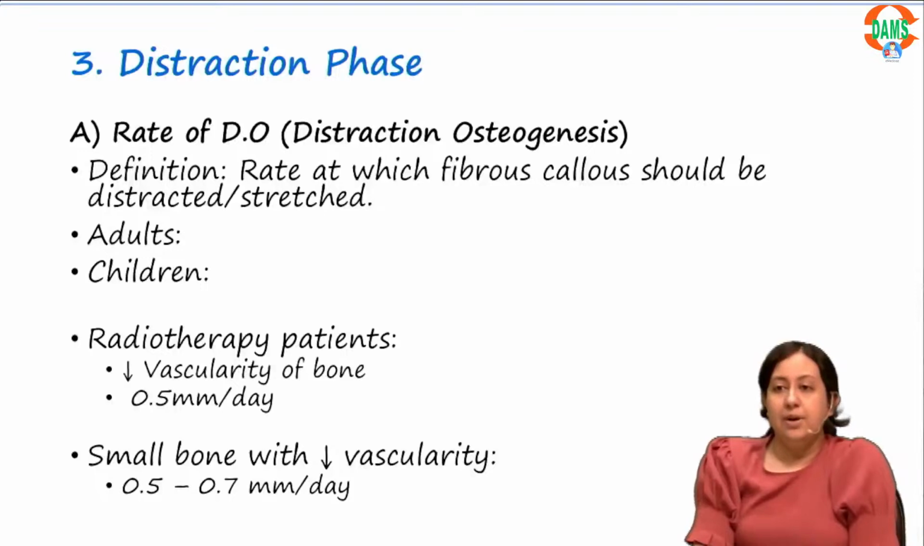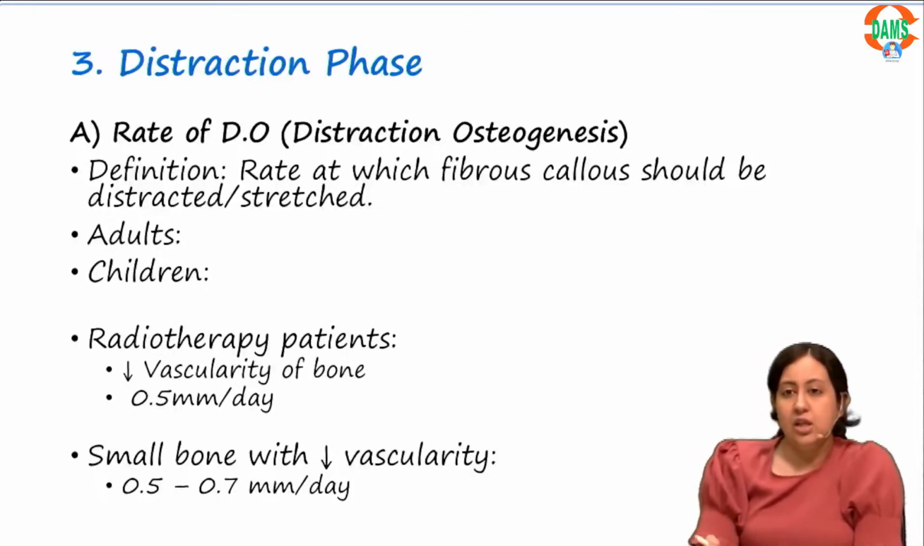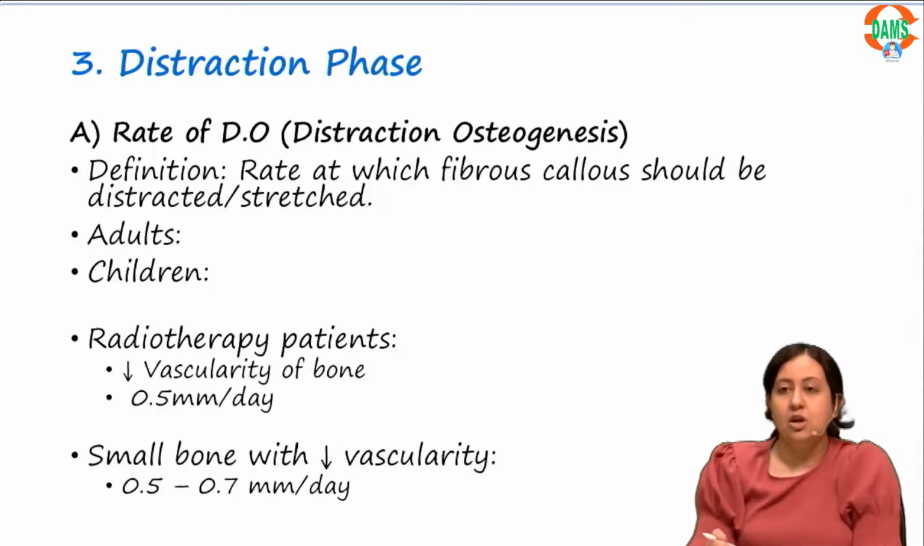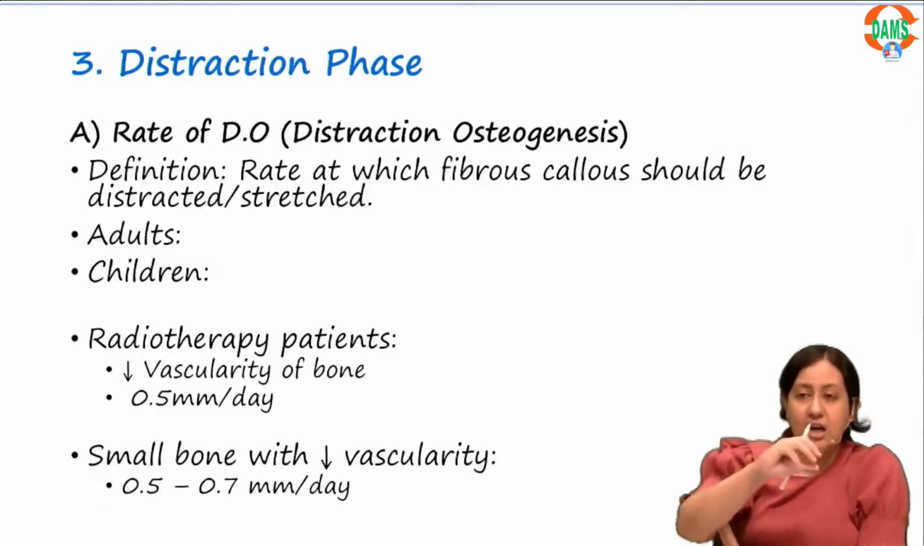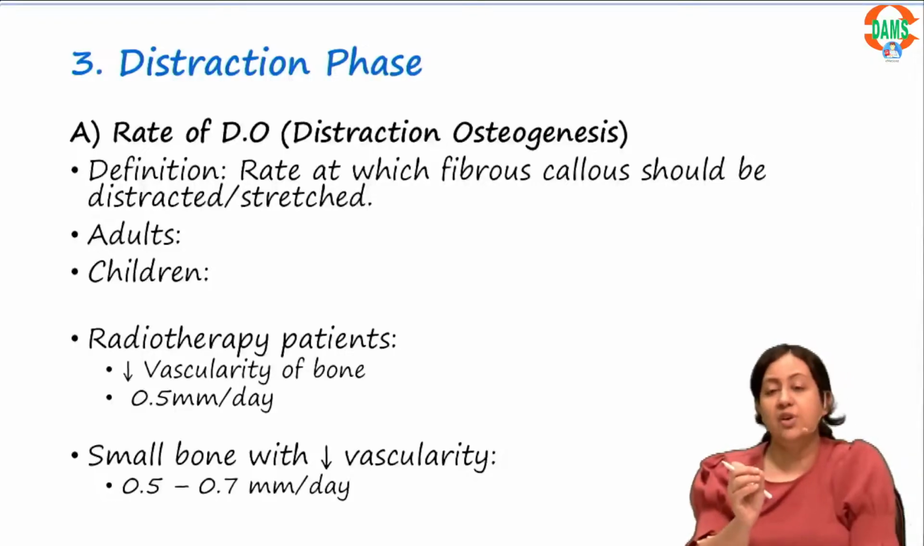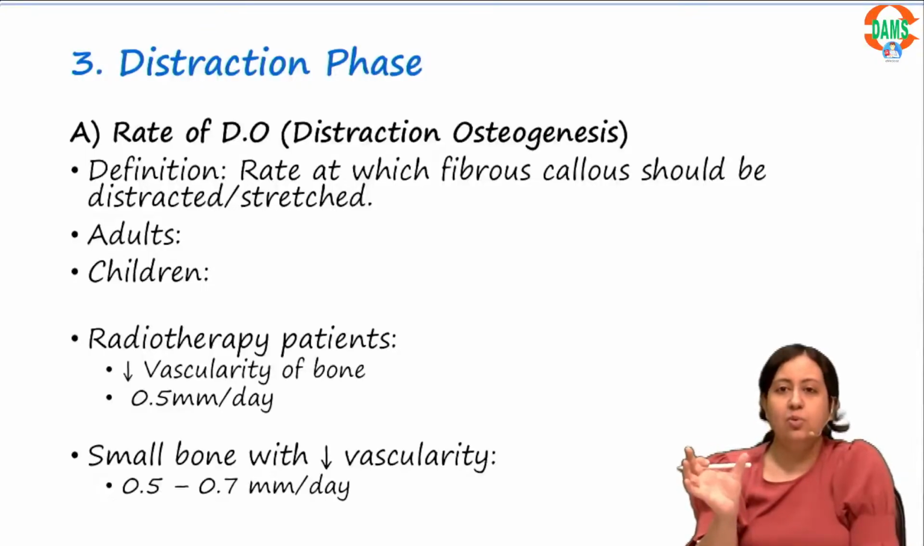So yes, we were coming to the distraction phase. Now here in this phase, you are actively engaging the distraction device. You are using the key of the distractor device, inserting it into the slot and giving turns. In the process of giving turns, you're moving the bone segments apart. You're creating a gap. And every day you will move the bone segments apart little by little and keep creating gap till you achieve your desired bone lengthening. All right.